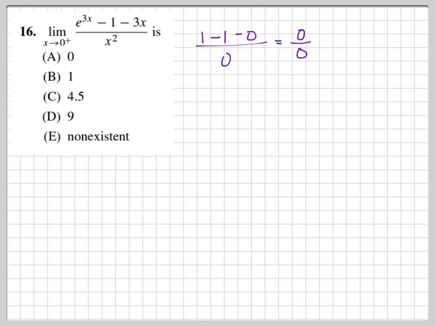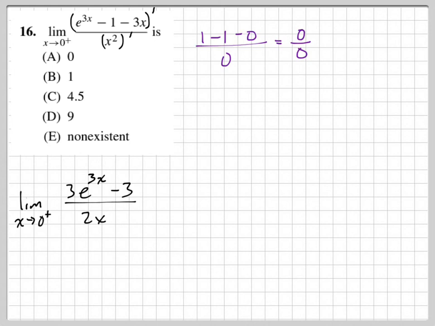So let's take the derivative of the top, and then the derivative of the bottom. The derivative of e to the x is just e to the x, so we just write e to the 3x. But since we have more than just x in the numerator, we have to multiply this by the derivative of 3x, which is just 3. The derivative of 1 is gone, and the derivative of 3x is negative 3. Now the bottom, I get 2x. Now let's take the limit of this as x approaches 0 from the positive side.